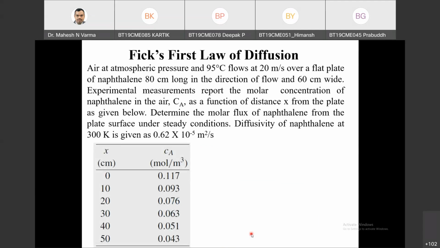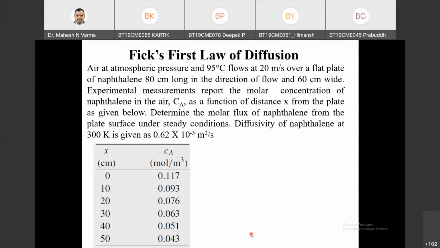So air at atmospheric pressure and 95 degrees Celsius flows at 20 meters per second over a flat naphthalene plate. The plate is 80 centimeter long in the direction of flow and 60 centimeter wide. Experimental measurement reports the molar concentration of naphthalene in air, CA, as a function of distance x, as given below. Determine the molar flux of naphthalene from the plate surface under the steady state condition.